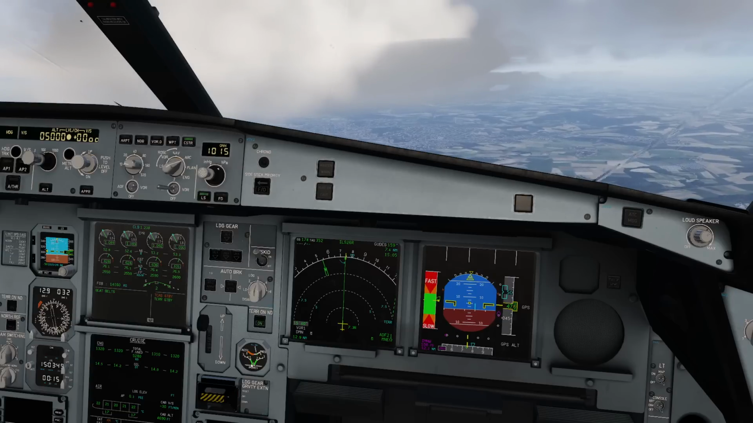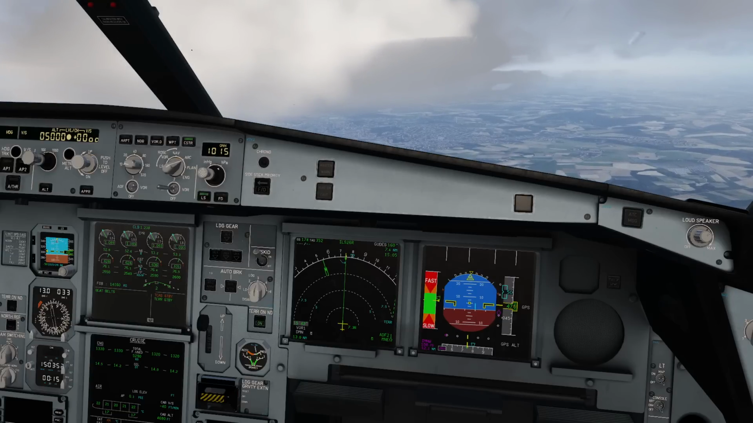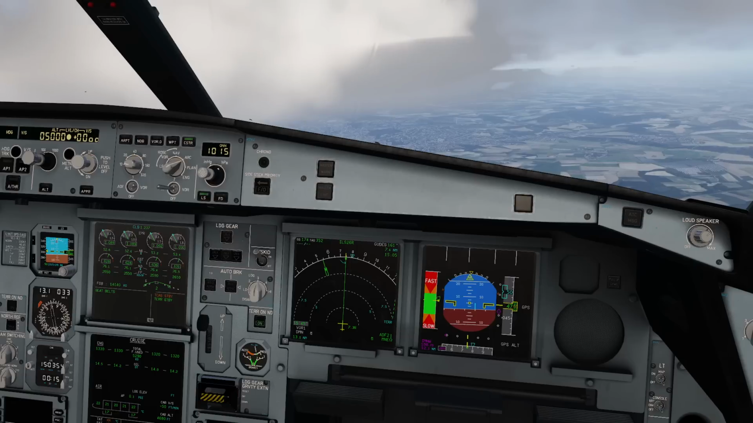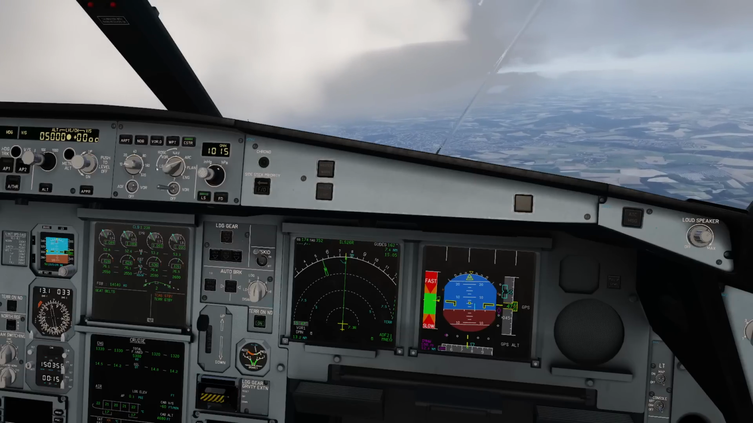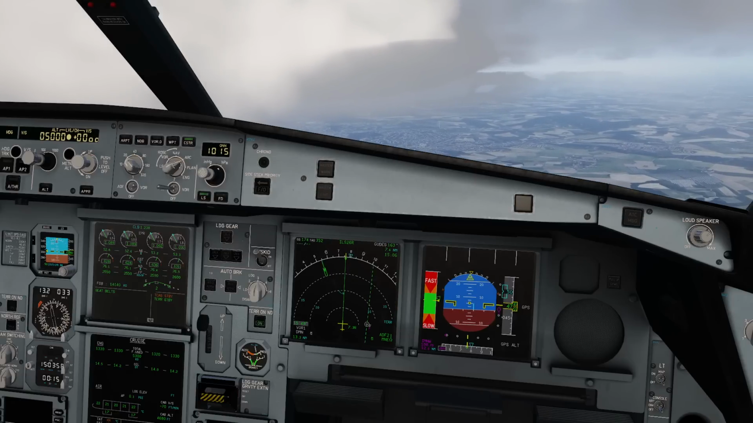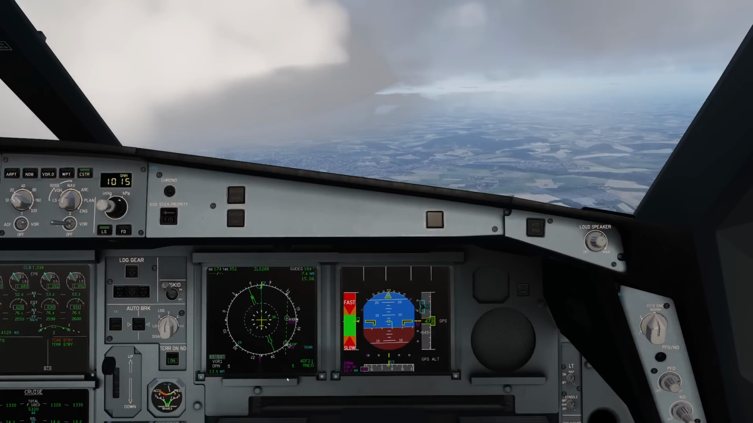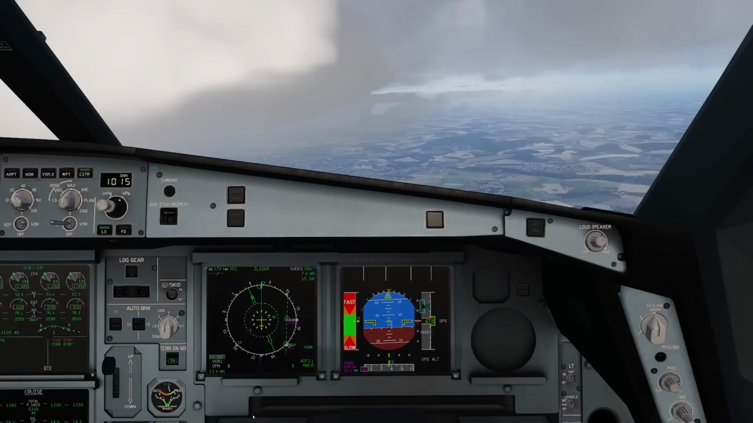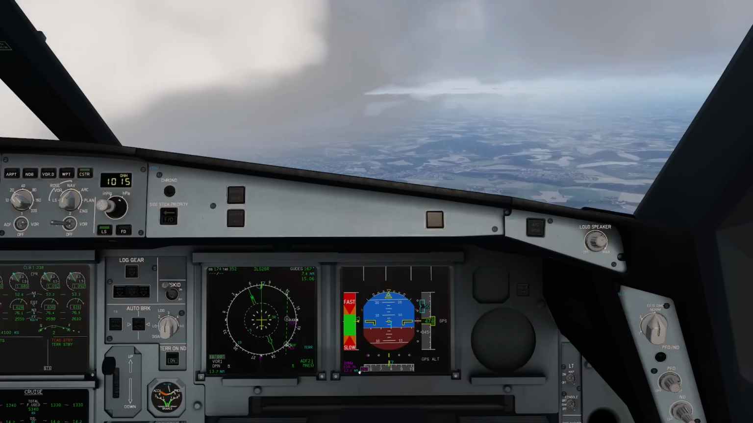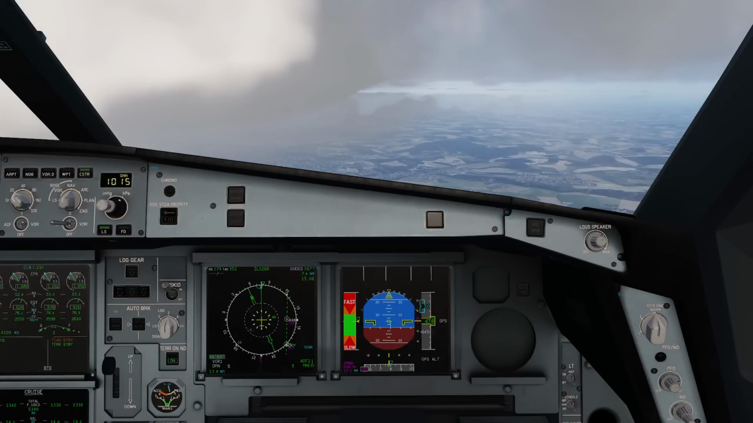So we are going to do a little bit longer final than usual, and I do want to fly an early stabilized approach. So let's go somewhere like 15 miles or so. So we'll just fly ahead for a little bit longer, and then we will turn base when the DME reads 15 down there.